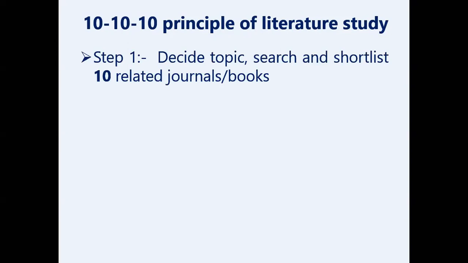Now what is this 10-10-10 principle? I have taught you the search engine, right? Now how will you use that search engine? I will explain the 10-10-10 principle by using the example of your search engine. First, you should always decide a topic, search and shortlist 10 related journals or books.